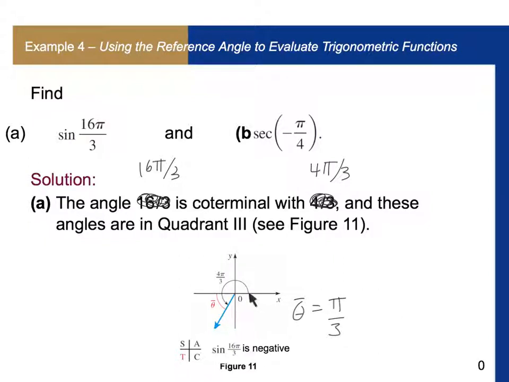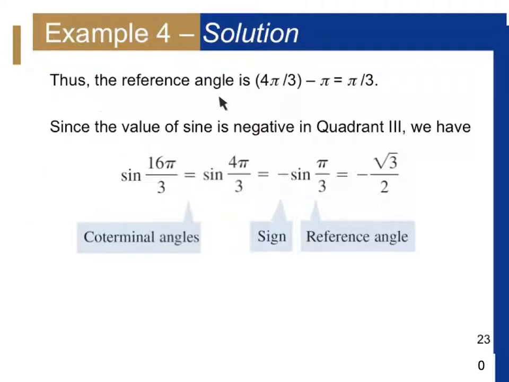Because for 4 pi over 3, if we go 3 pi over 3, we're here, and another pi over 3 will take us there. So we're going to use the numbers from pi over 3 to get our sine. Our reference angle theta bar is pi over 3. Since sine is negative in quadrant 3, y is negative, we have sine of 16 pi over 3 is sine of 4 pi over 3, because these angles are coterminal, which is the opposite of the sine of pi over 3, because we're changing the sign of the y. We know that sine of pi over 3 is square root of 3 over 2, so sine of 4 pi over 3, or sine of 16 pi over 3, is minus square root of 3 over 2. We're using pi over 3 as our reference angle and just checking the sign. When you go into the third quadrant, your y changes sign to the opposite.